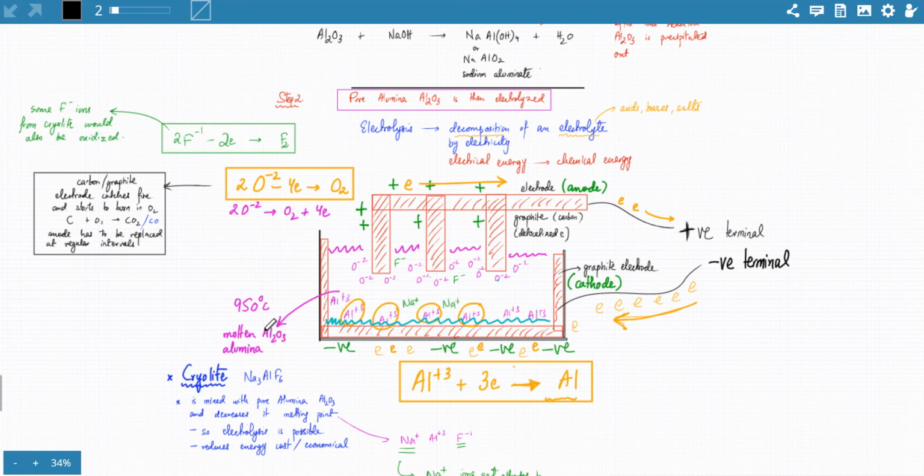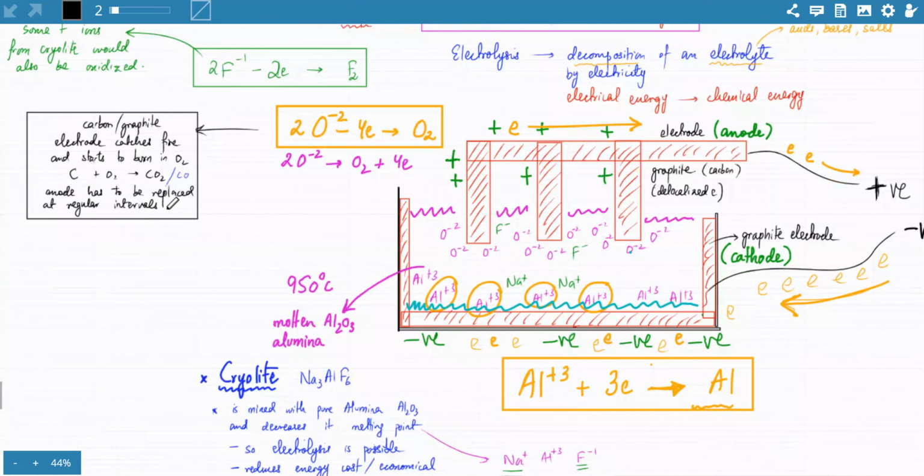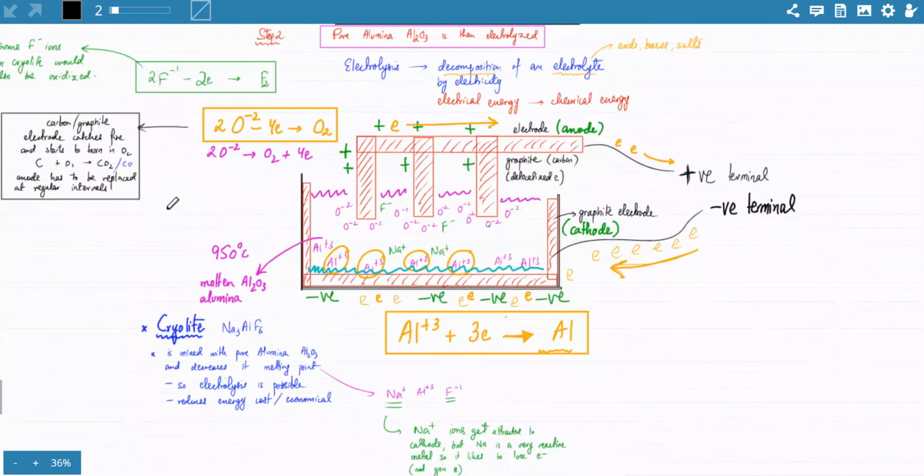Okay, Mahad, is this clear? Yes. And these graphite anodes burn away because oxygen is getting produced. Carbon and oxygen react to produce carbon dioxide or carbon monoxide. And the anodes have to be replaced at regular intervals. So these are all the minor points that you need to remember.